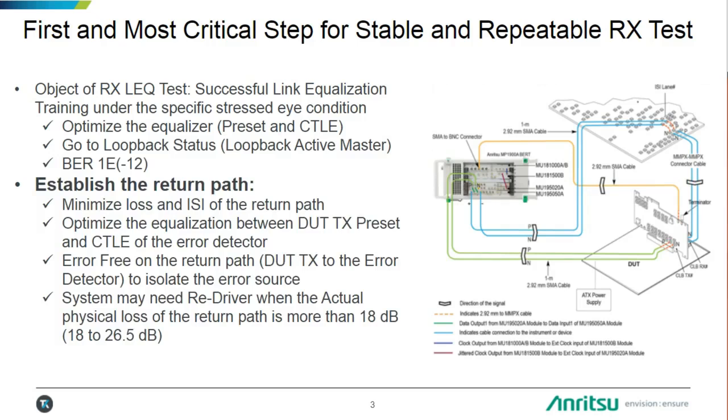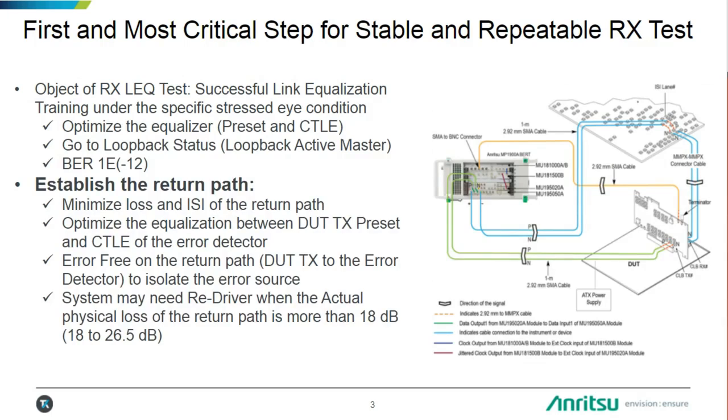So there's very little you can do for this. But anyway, use completely phase-matched cable for the return path. Use connectors which have wide bandwidth for 32 gig.